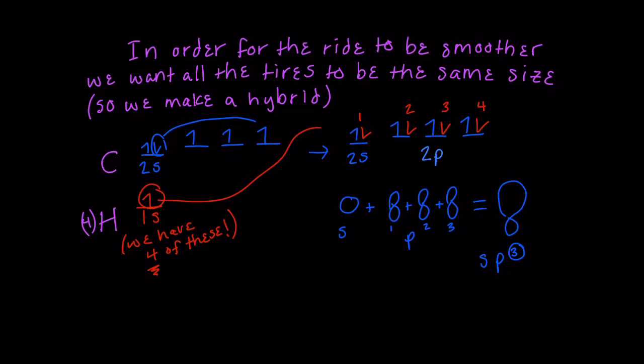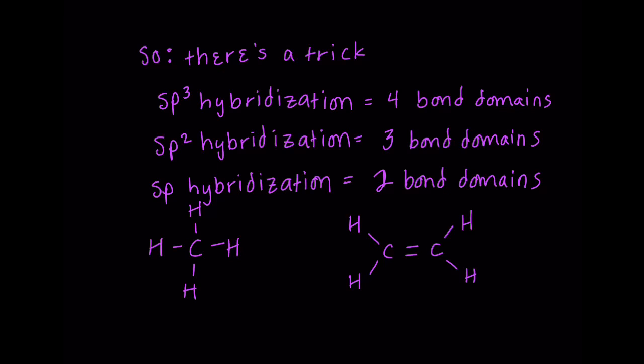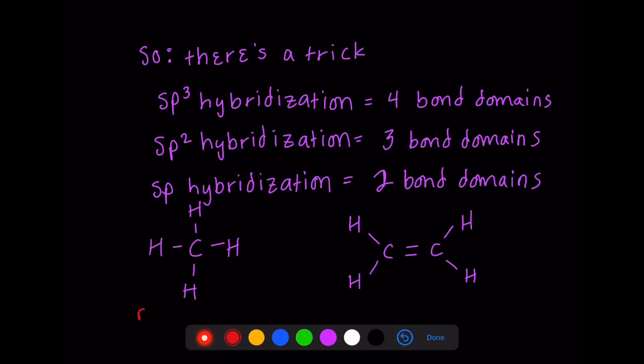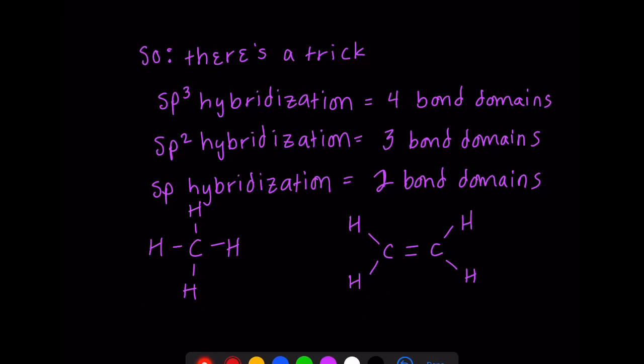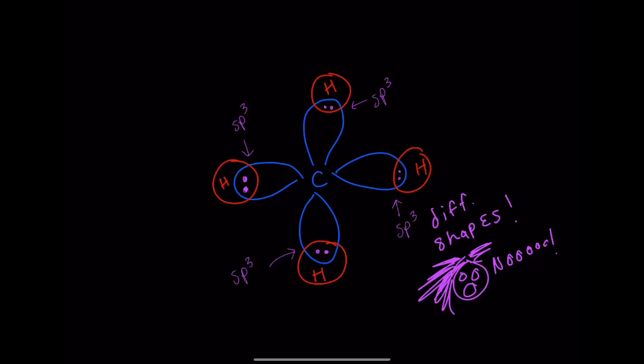So it's going to have one S-shaped orbital combined with three P-shaped orbitals to make an sp3. The trick that we need to remember is that sp3 is going to be found in molecules that have 4 domains, sp2 is 3 domains, and sp is just 2 domains. Right down here I drew our examples of methane and ethane, and you can see ethane has 3 domains for each carbon.